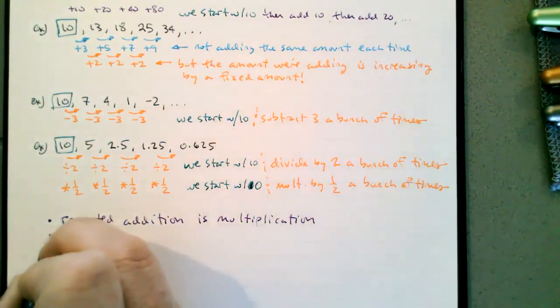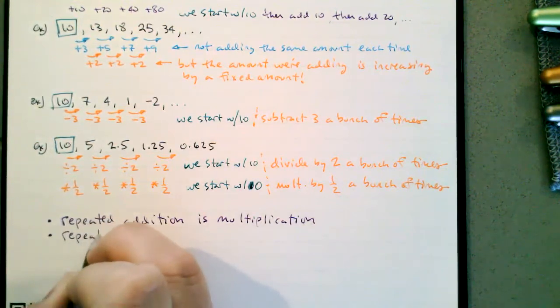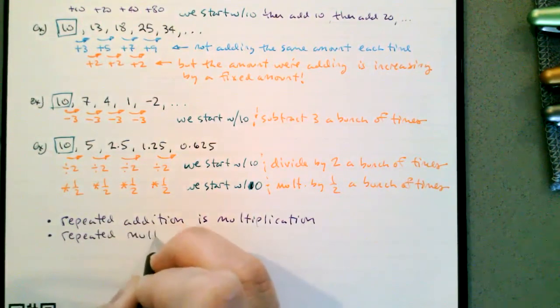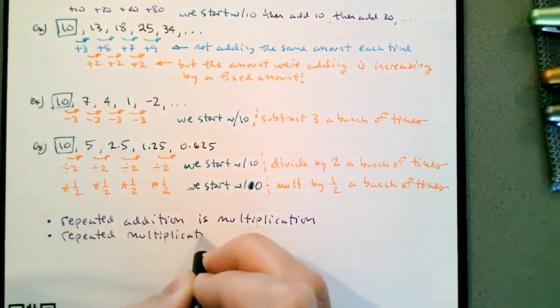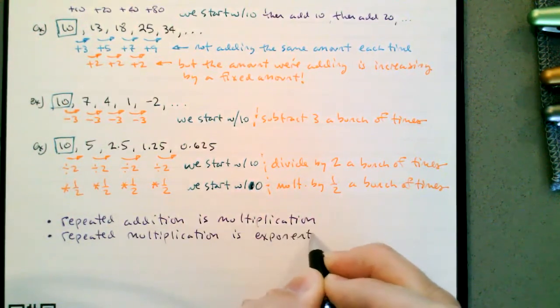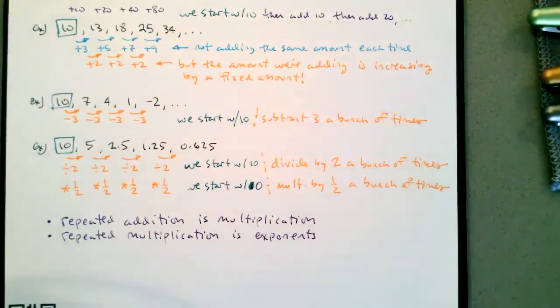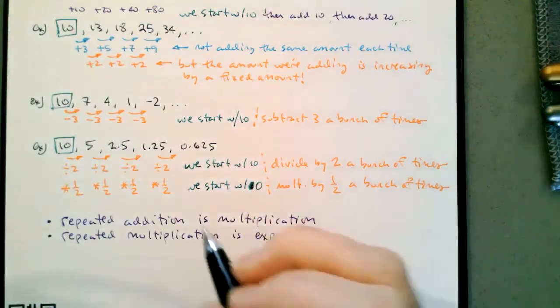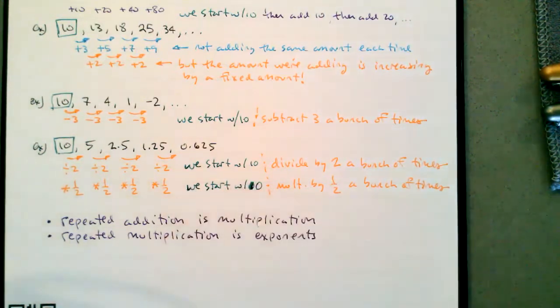And then repeated multiplication is exponents. If we're going to multiply by 2 a bunch of times, we're going to multiply by 2 to some exponent, because the exponent says multiply by 2 this number of times. So we're going to summarize our repeated addition with multiplication. We're going to summarize our repeated multiplication with an exponent.